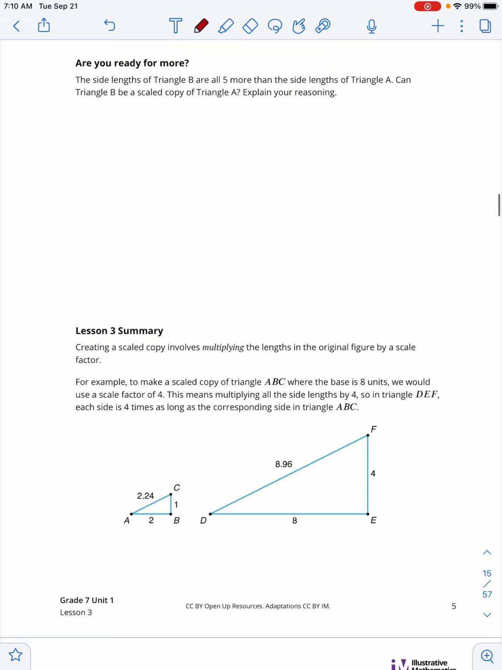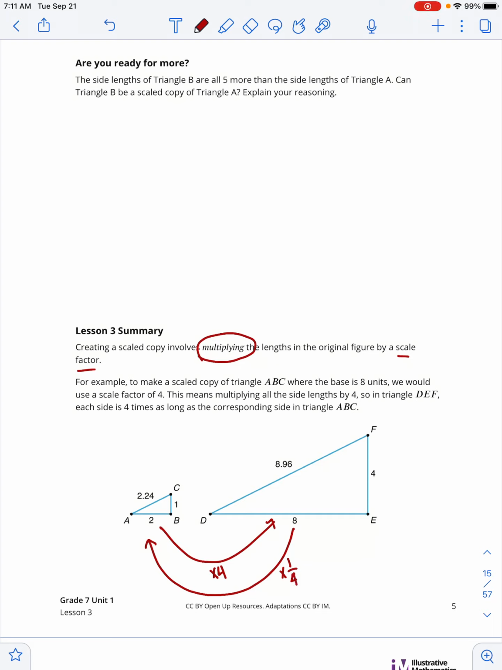So in summary, today's lesson taught us that creating a scale copy involves multiplying the lengths of the original figure by a scale factor. So for example, to make a scale copy of triangle ABC, where the base is 8, we would use a scale factor of 4. So we multiply all of the side lengths by 4. So in triangle DEF, each side is 4 times as long. 2 times 4 is 8. Now notice that we can also scale in the other direction because we can divide by 4 or multiply times 1/4.